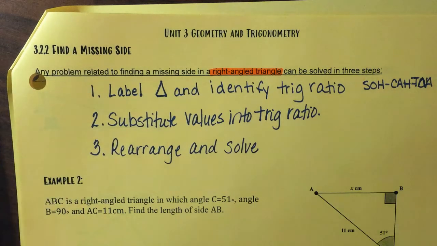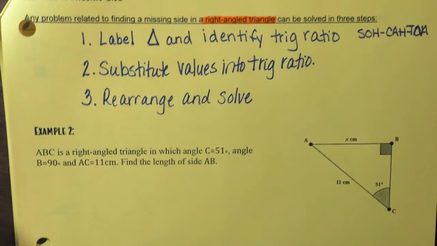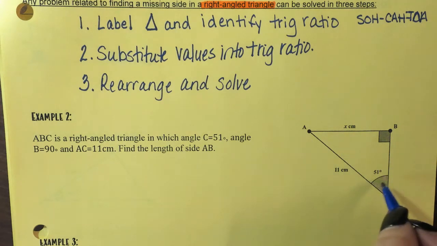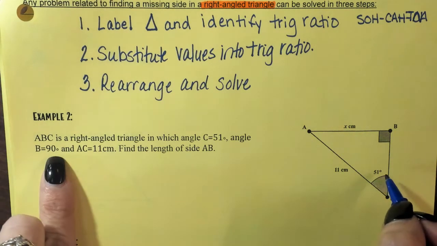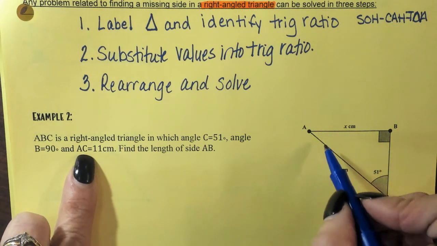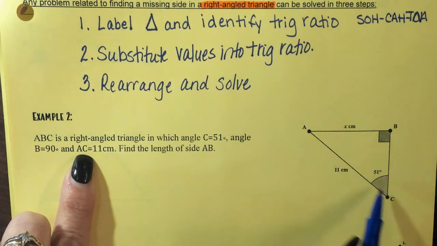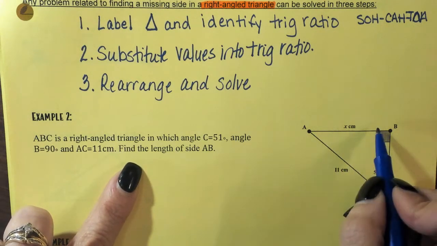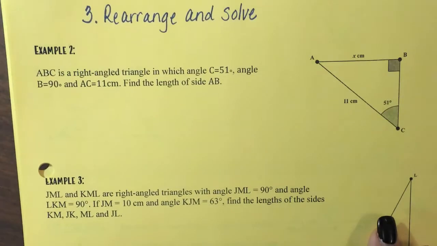All right, so we've got our rule here that we're going to follow. All right, so example 2. I'm going to leave that there in case you're still writing. Triangle ABC is a right-angled triangle. Very important that you see that. In which angle C is 51 degrees. So I've drawn it right here. Angle C is 51 degrees. Angle B is 90, and I've drawn the 90. And the length of AC, which is our hypotenuse, is 11. Find the length of AB. And we're going to put an x right there. And so we want to know x.